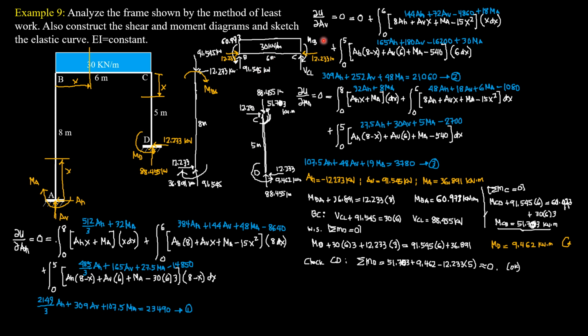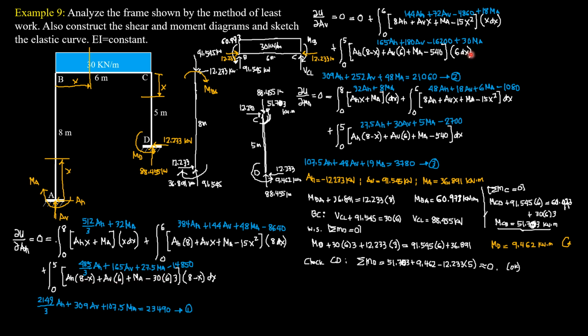Then the next is the partial derivative of work with respect to the second redundant AV equals 0. The first integral has no AV, so the derivative is 0. Therefore, the integral is 0. In the second integral, we copy this moment equation and replace the derivative by the derivative of AV x, which is just x dx. Then we copy the third moment equation and we change this to negative 540. The derivative of this moment equation with respect to AV is 6.